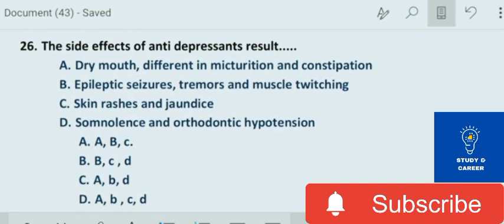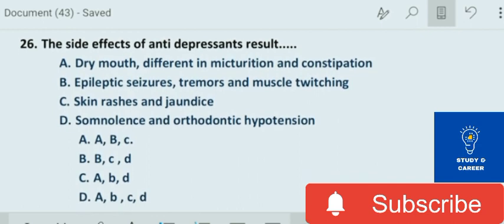26th. The side effects of antidepressants result in: A. dry mouth, difficulty in micturition and constipation, B. epileptic seizures, tremors and muscle twitching, C. skin rashes and jaundice, D. drowsiness and orthostatic hypotension. So the right answer is dry mouth, difficulty in micturition and constipation, epileptic seizures, tremors and muscle twitching, and skin rashes and jaundice. So the right answer is options A, B, C.